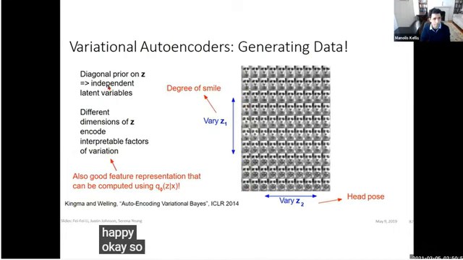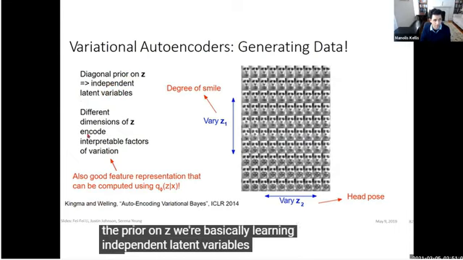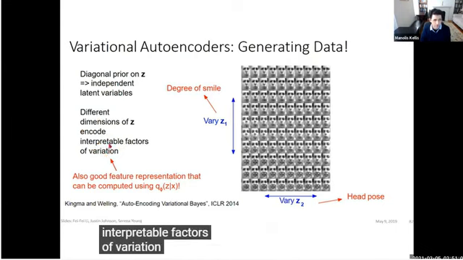Okay? So by diagonalizing the prior on Z, we're basically learning independent latent variables, and the different dimensions of Z encode interpretable factors of variation.